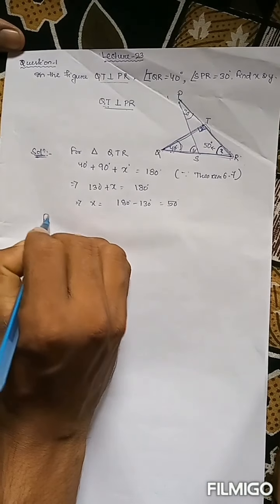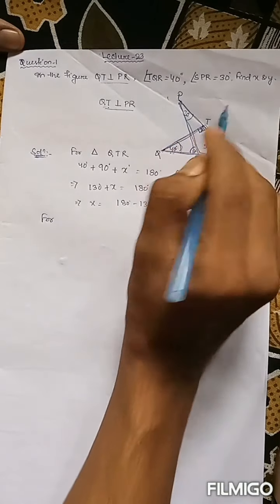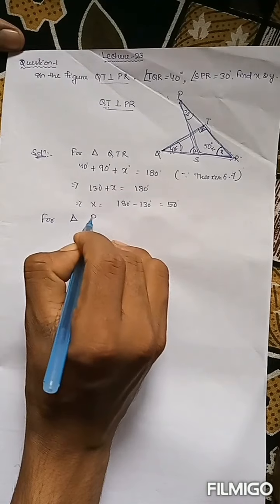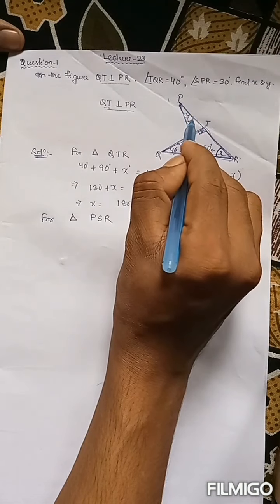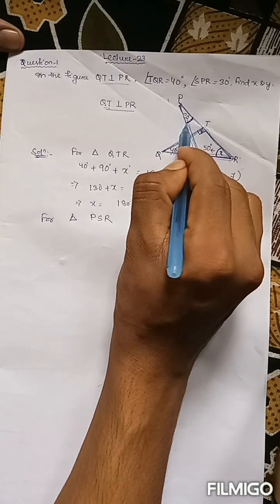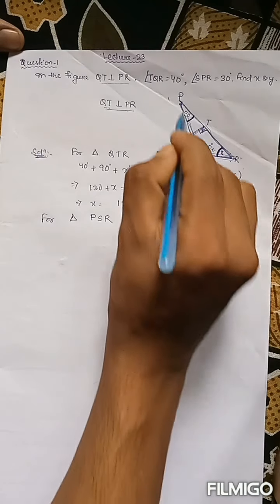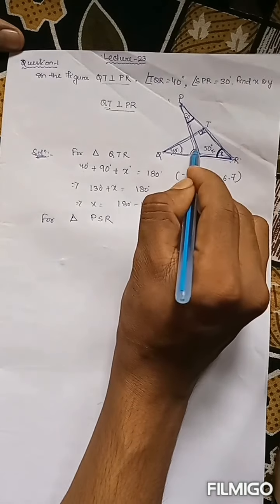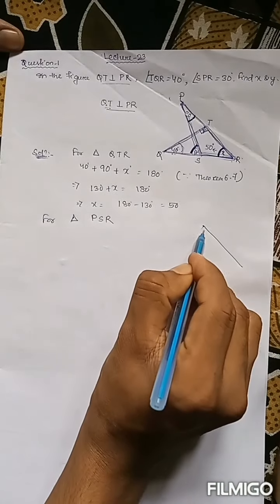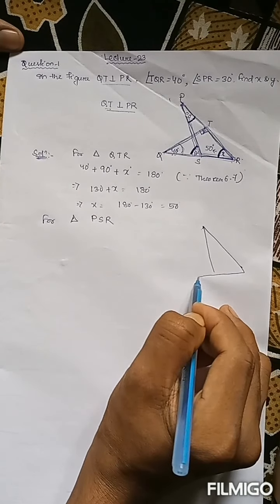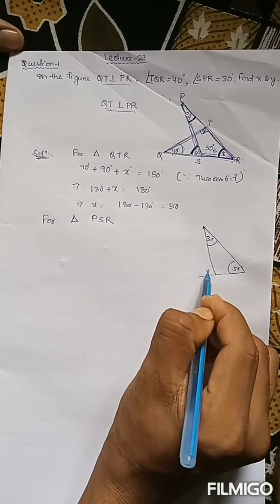Now we will consider triangle PSR. You can see in this triangle this angle is 30 degrees and this angle, which we recently found, is 50 degrees, and for this triangle this is an exterior angle. Yes or no? Yes. Suppose I am drawing this triangle here. So this angle is 30 degrees, this angle is 50 degrees and this angle is Y degrees.